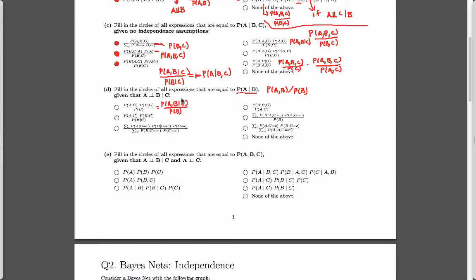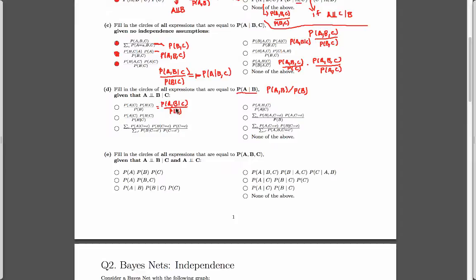However, this top part may not equal the probability of A and B because we don't know that A and B jointly are independent of C. We only know that A is independent of B conditioned on C. Therefore, this is not equivalent to probability of A given B without making additional independence assumptions beyond this assumption. In the second option, the top is the same.